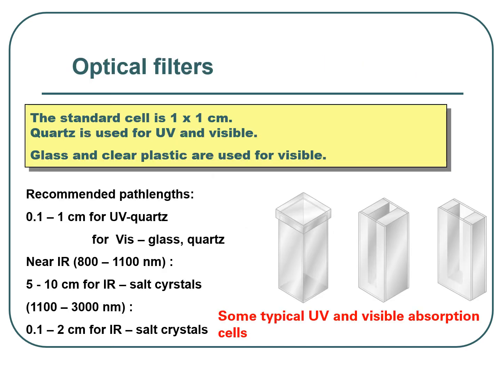Students, let's move to the optical filters. For the UV range, we will use quartz, with a path length of 0.1 to 1 cm. For the visible range, we will use glass and quartz. For the near IR, between 800 and 1100 nanometers, we will use IR salt crystals.